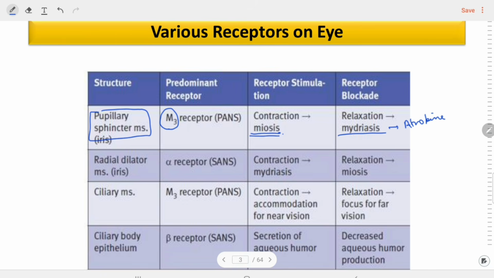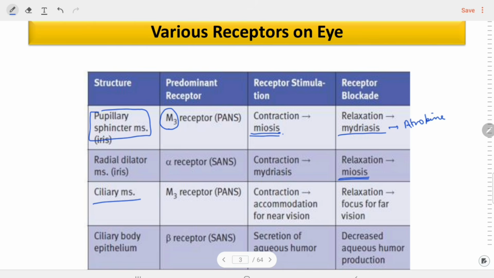The second muscle is the radial muscle present in the iris, and alpha 1 receptors are present there. Contraction via these receptors will lead to mydriasis rather than miosis, because of the outward movement of the muscle. Relaxation, meaning blockage of the alpha 1 receptors, leads to miosis. Alpha 1 receptor blockers cause miosis.